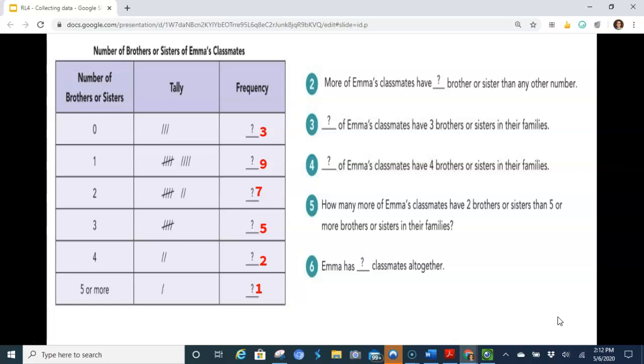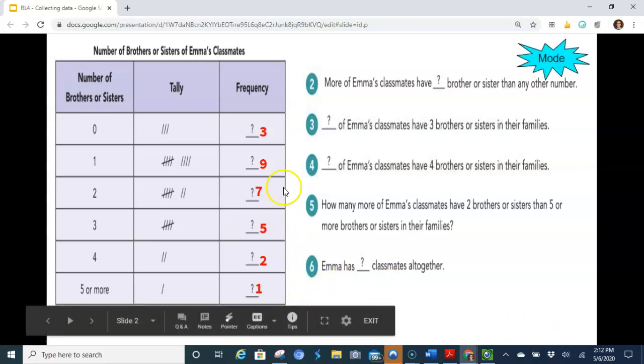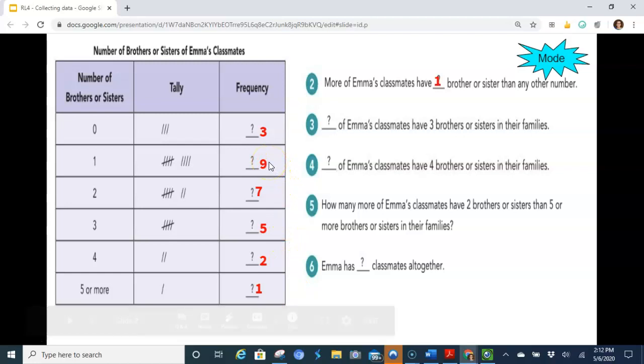Okay? The first question says, more of Emma's classmates have blank brother or sister than any other number. The most. What is the most? Oh, it's like our mode. So if we look at this, most of the students had 1 brother or sister.